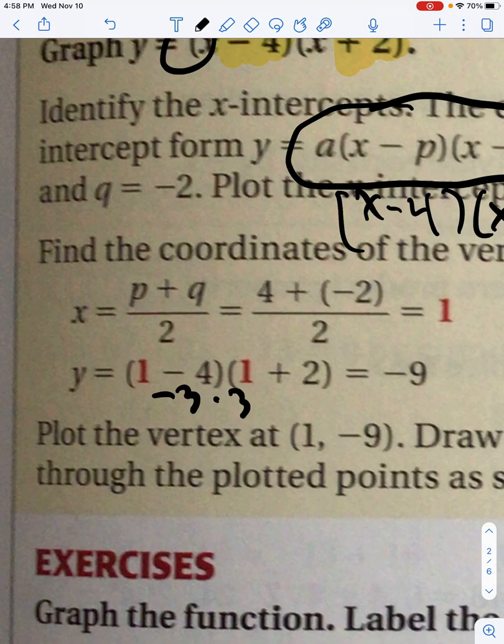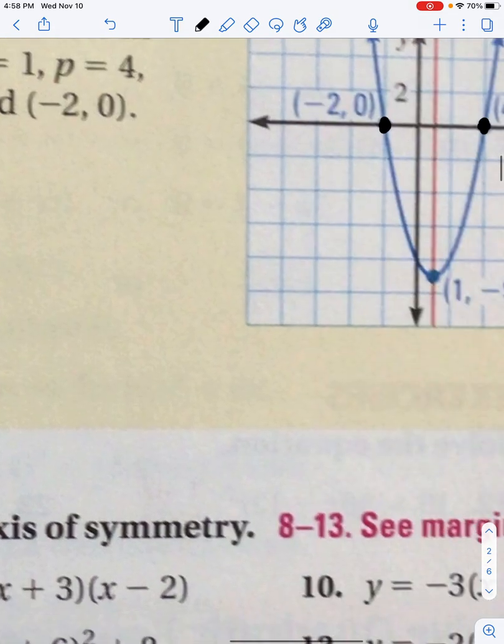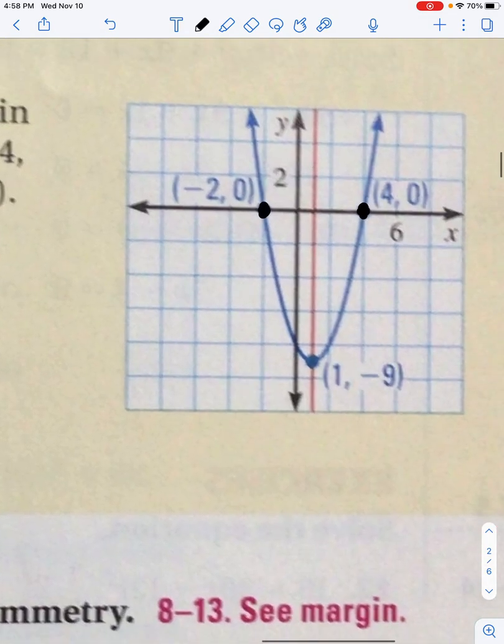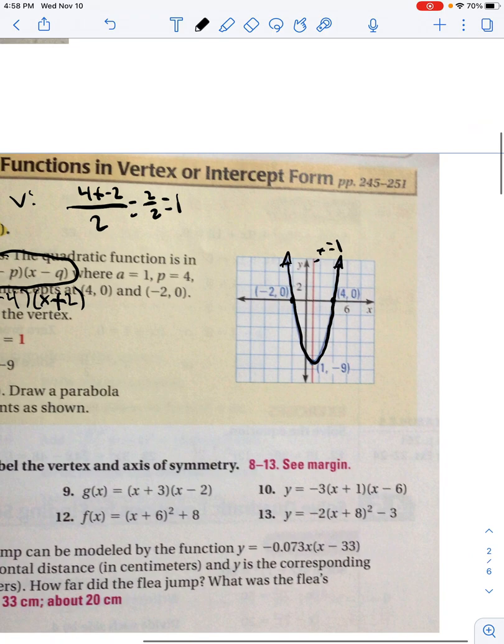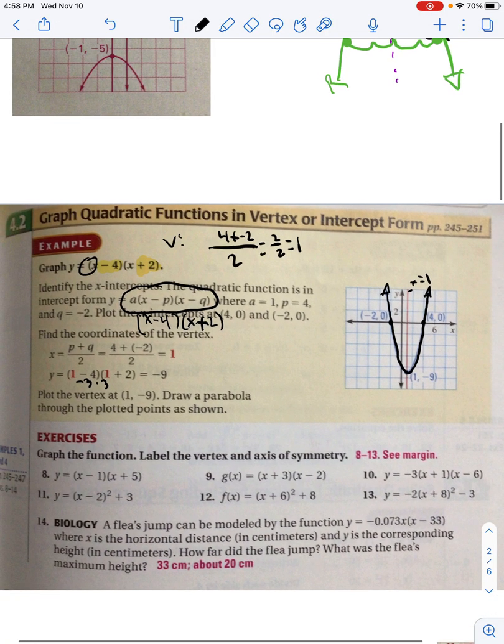And then you just plug in x equals 1 into your equation and solve it. -3 times 3 equals -9. So when x is 1, y is -9, and it opens up because it's a positive a value. Again, they should have labeled this axis of symmetry a little better. They should have said x equals 1.